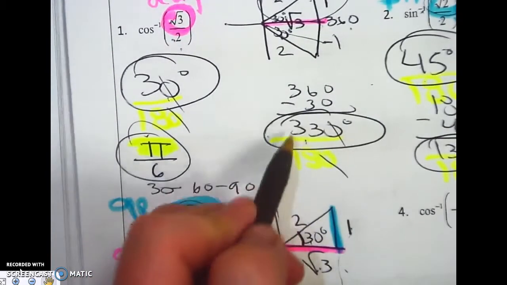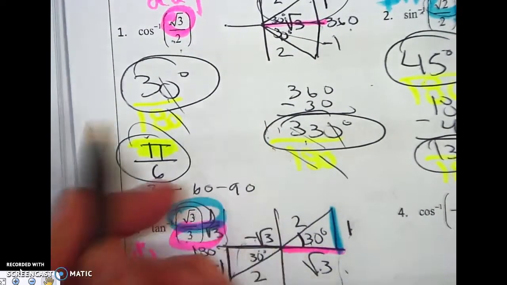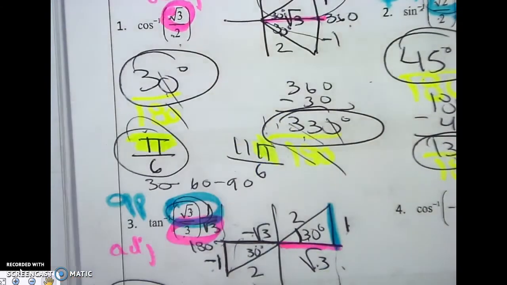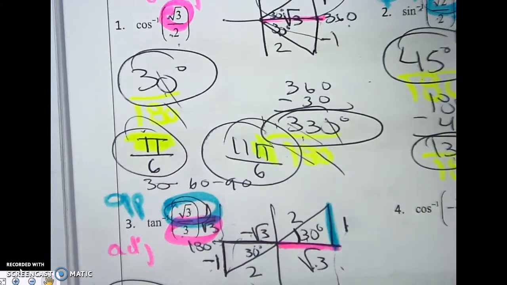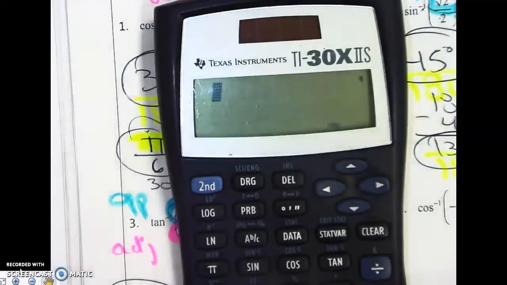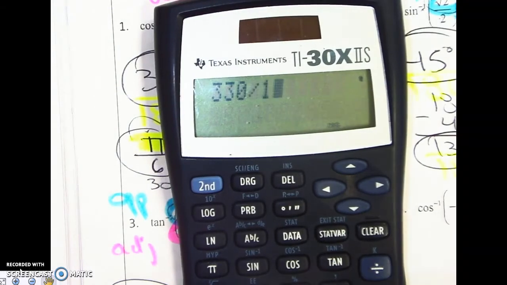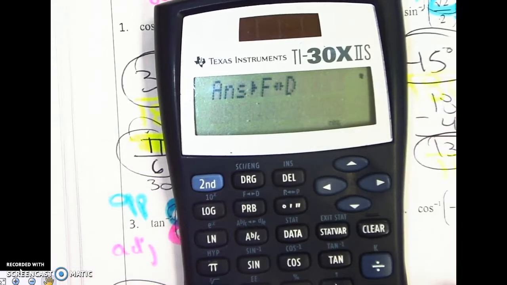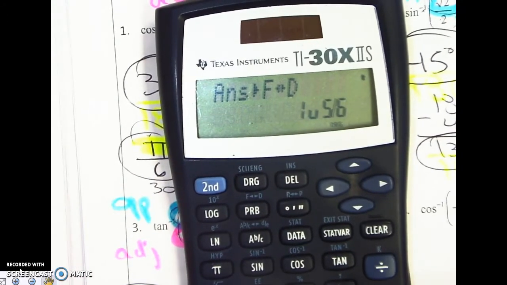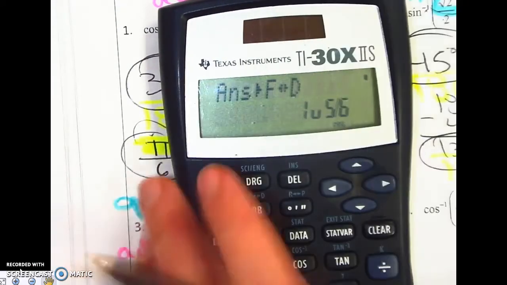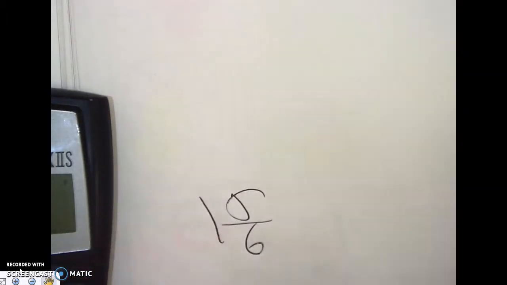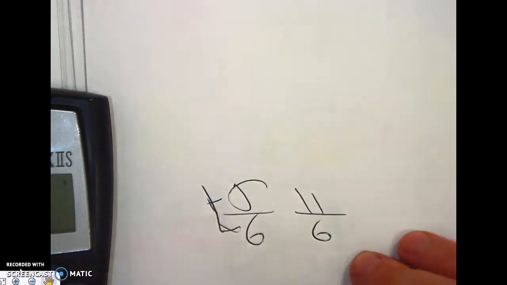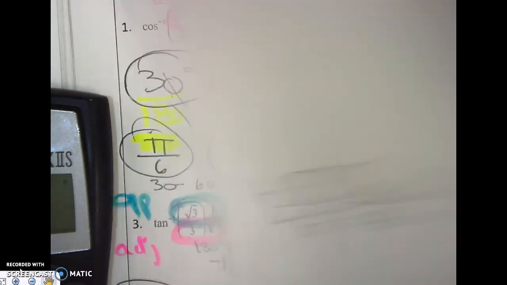330 over 18, I can divide by 3, which is 11 over 6. There's my pi to show me radian. I might have gone a little fast for you, so let me show you what I mean. 330 divided by 180. It gives you a decimal answer. If you go second PRB, you get 1 5/6. You need to be able to transfer that 1 5/6 times pi is the same thing as 11 over 6. You can also use the fancy calculators because they'll do it better for you.